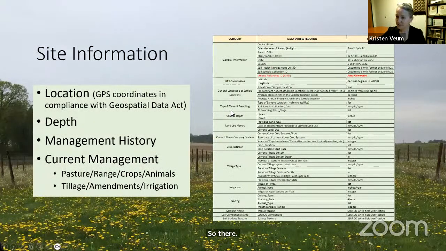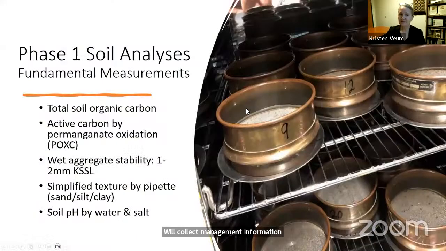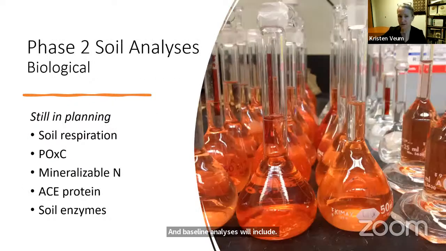We'll collect management information. And phase 1 analyses will include organic carbon, active carbon, aggregate stability, texture, and pH. And then this part is still under discussion, but respiration, active carbon, some type of mineralizable nitrogen, ACE protein, and perhaps soil enzymes.